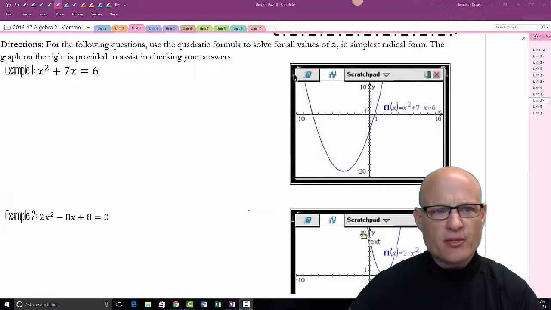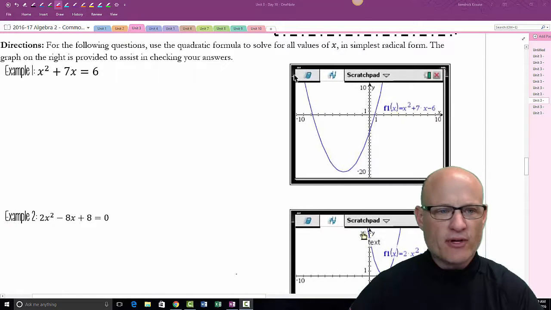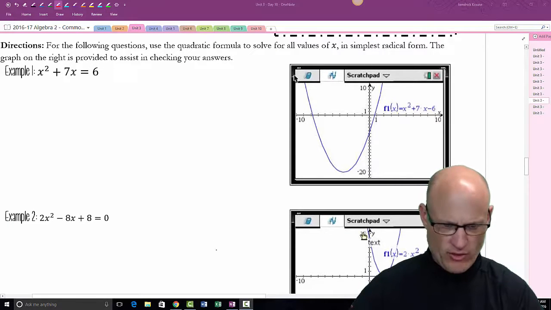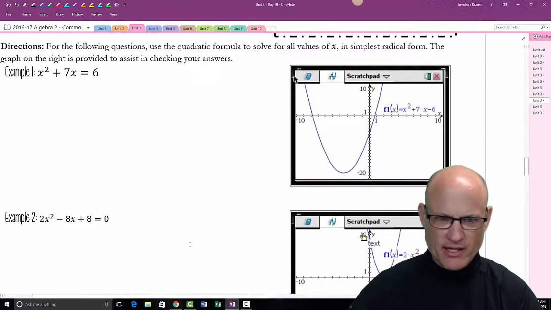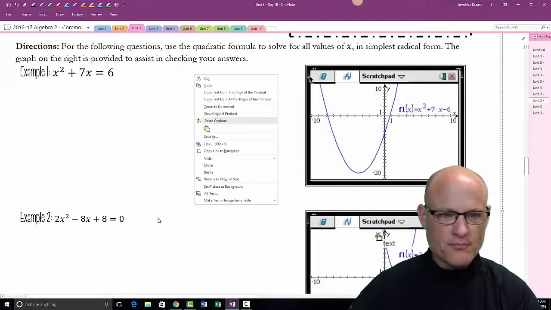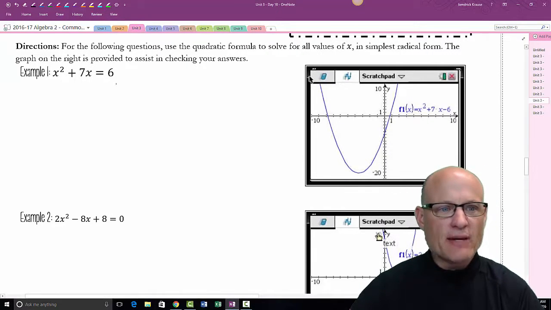So here is a typical example of a function, of a quadratic parabola. Why am I not able to move? Come on. Okay, our first step is to get this thing in standard form and set it equal to 0. So we're going to do x squared plus 7x minus 6 equals 0.